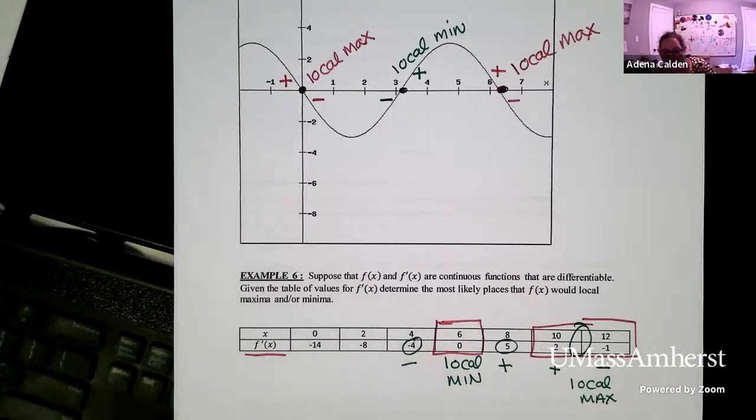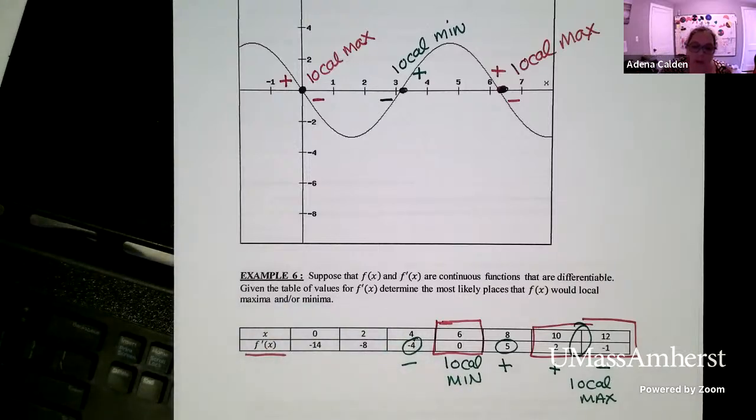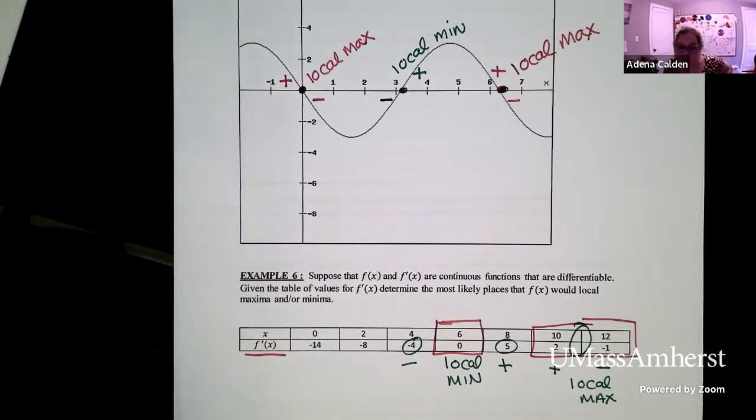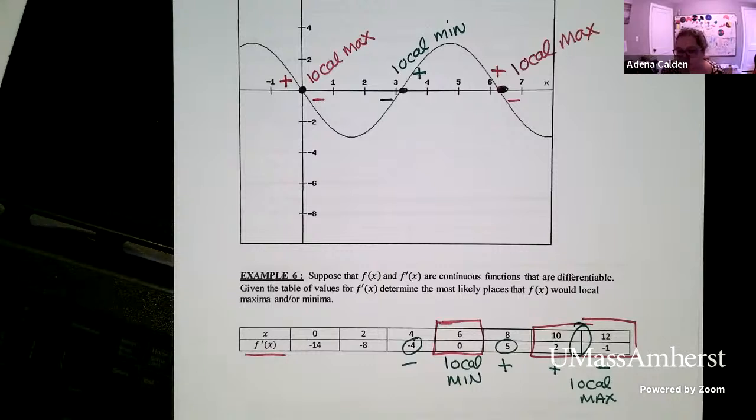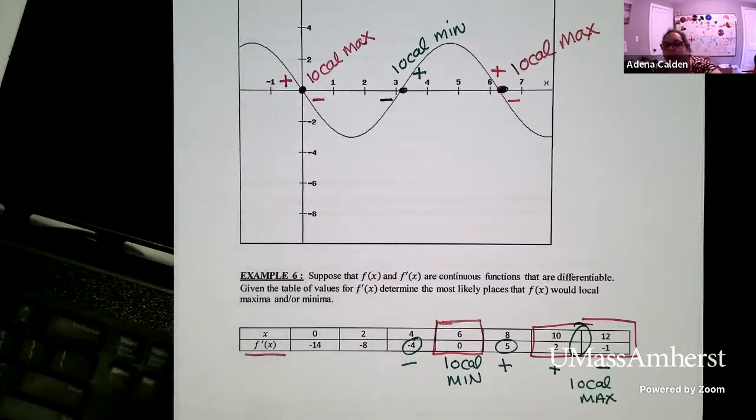So once we know how it changes around a critical point, positive to negative or negative to positive, or doesn't change, that's what tells us if it's a local max, local min, or neither. So if you are presented with information about the first derivative, that is when it's appropriate to use the first derivative test. Or if you are able to find the first derivative, you can then also use the first derivative test. So that's the second test.